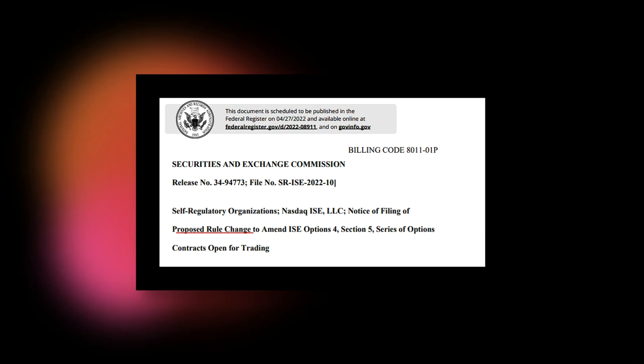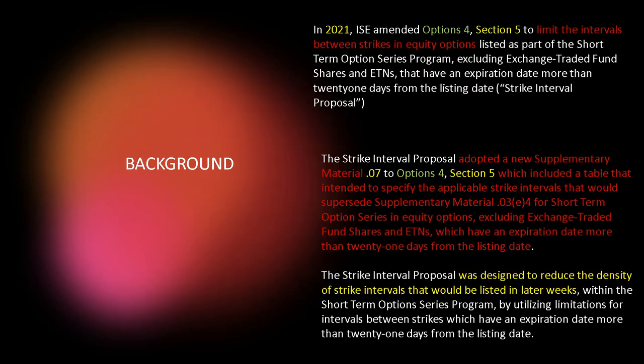Proposed rule change to amend ISC options 4, section 5, series of options contracts open for trading, which is what options 4, section 5 is. That section is series of options contracts open for trading. So a little background on this.